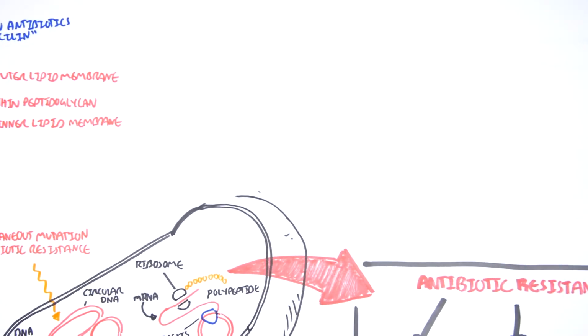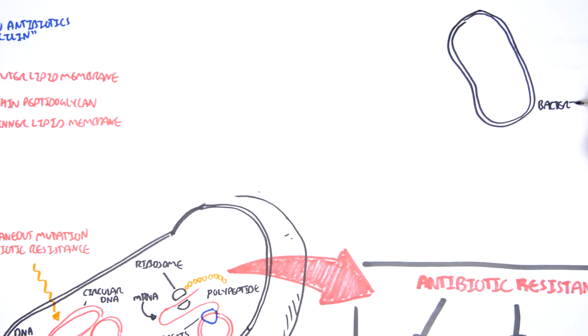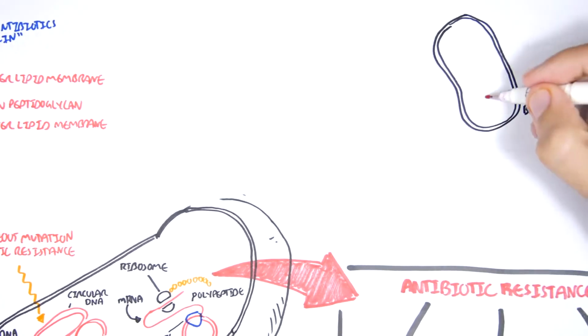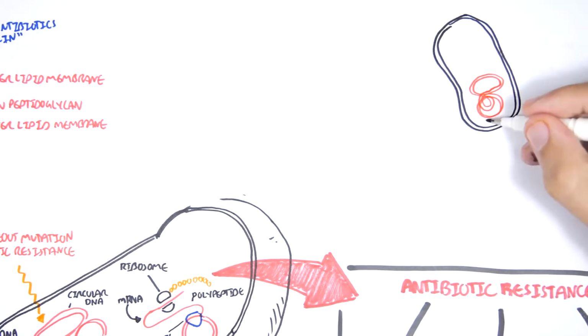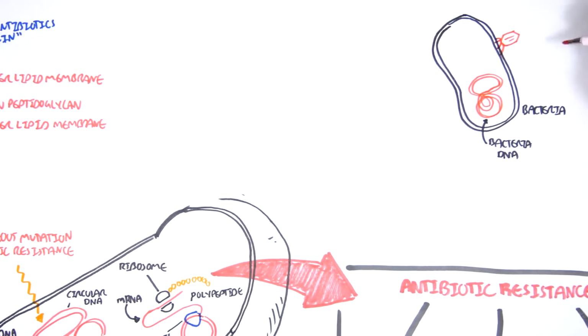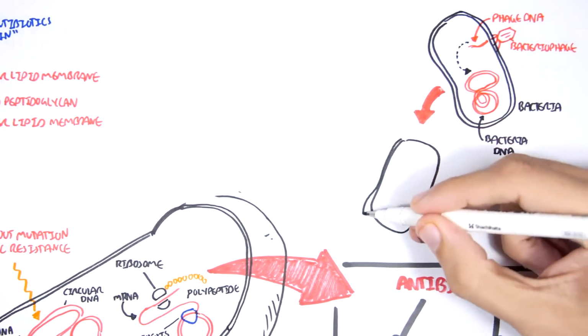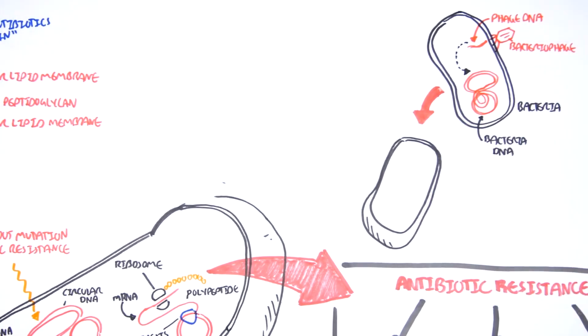Another form of horizontal gene transfer is through a virus called a bacteriophage. So here is a bacteria with its bacterial circular DNA. I should point out that this particular bacteria I am drawing has a resistance gene within it already. A bacteriophage here is a virus that only attacks bacteria, hence the name. The bacteriophage will inject its DNA, which is simply called the phage DNA, into the bacteria. The phage DNA can then incorporate itself into the bacterial DNA.